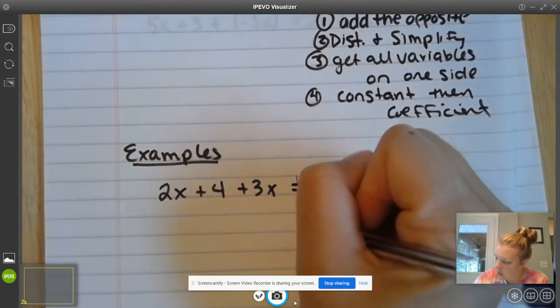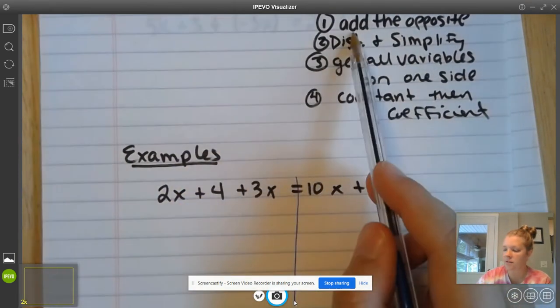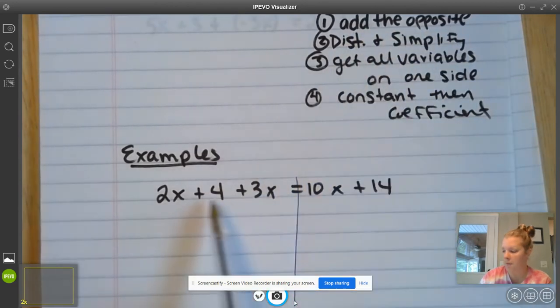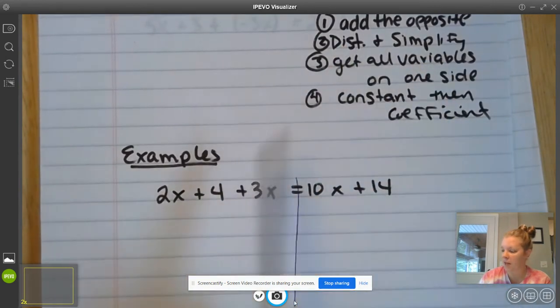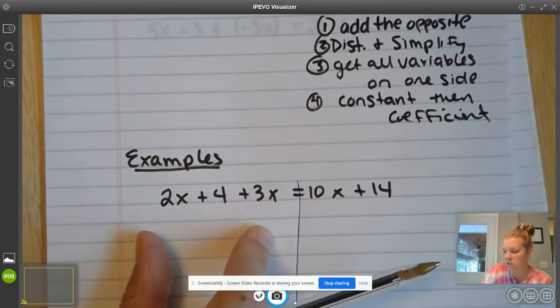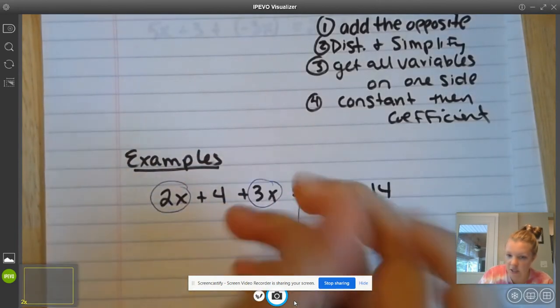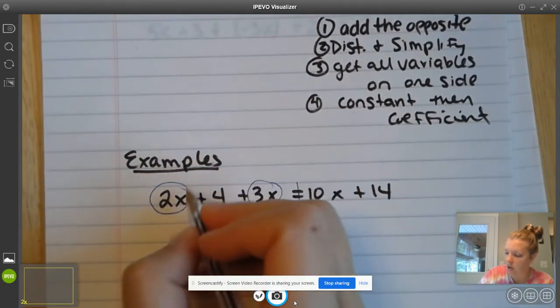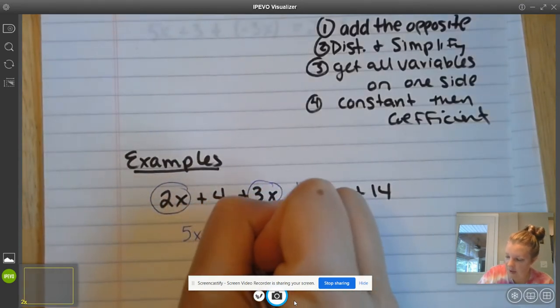I always, again, start by drawing a line through the equal sign. And then I look, is there any subtraction? Can I add the opposite? And if I look here, they're all addition signs. Second step is we're going to distribute and simplify. I am only looking at the left side of the equation to start. There's no distributive property, but I do have like terms. I have a 2x and a 3x. So I'm going to put those together. 2x and 3x is 5x's. And that 4 just stays there.